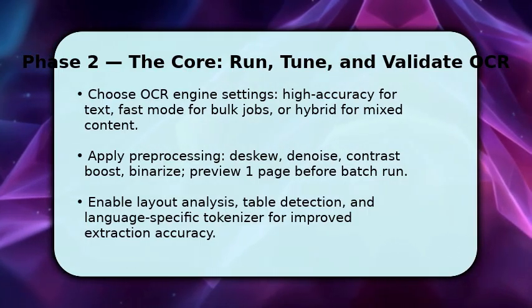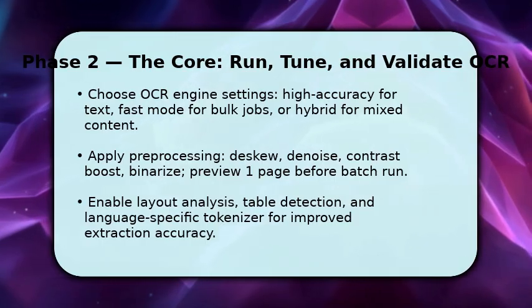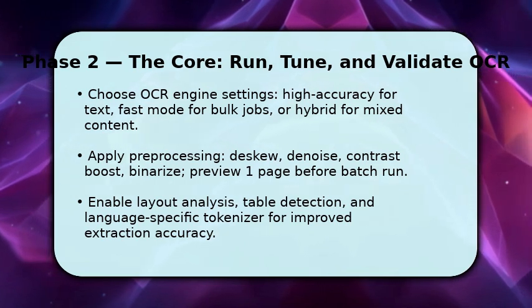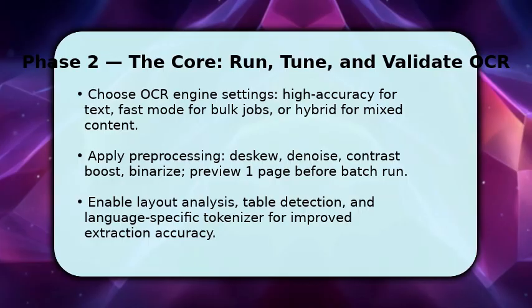Monitor logs for confidence scores. Lower confidence segments need a different threshold or a secondary pass. Once tuned, execute a full batch and export both text and positional JSON for verification.